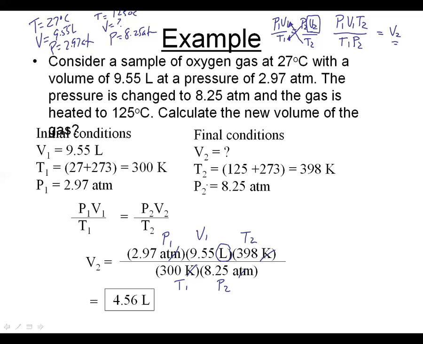Any questions on that? And we do see a similar relationship, right? The pressure went up, volume went down, and the temperature also increased, which would increase the pressure as well. So all those relationships still apply. Any questions on this particular one here?